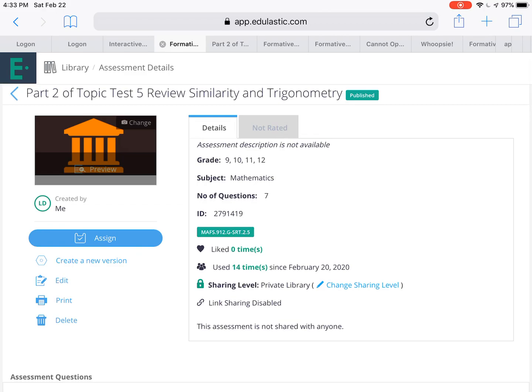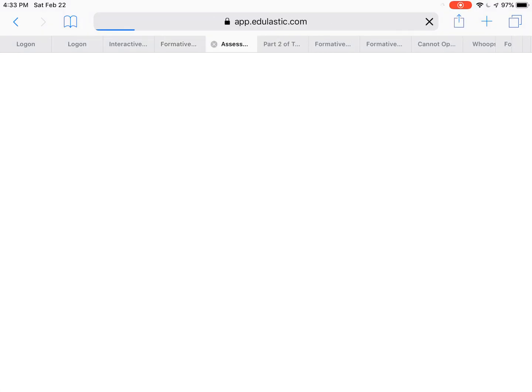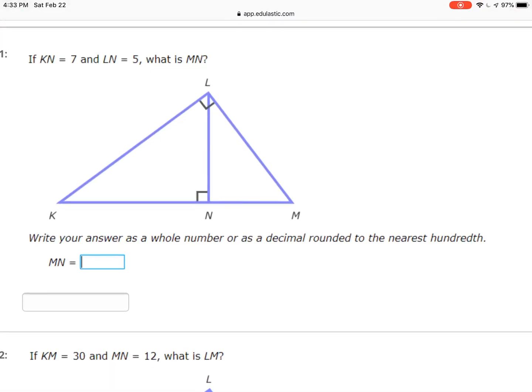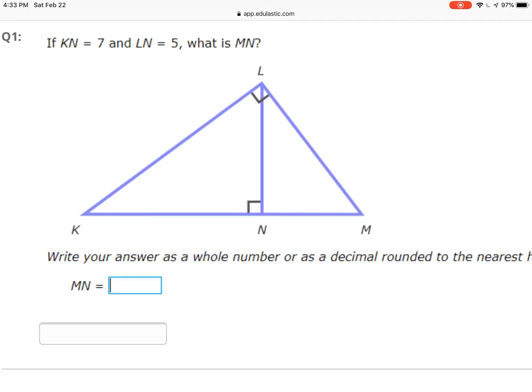This is part 2 of the Topic Test 5 review, similarity and trigonometry. All right, number 1.